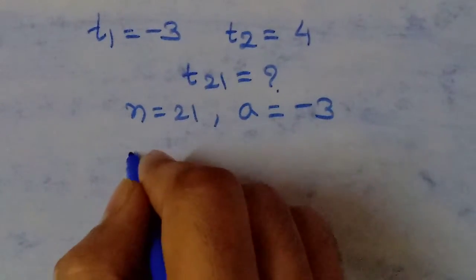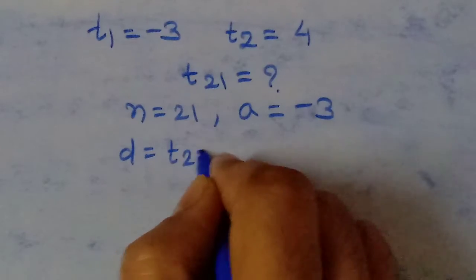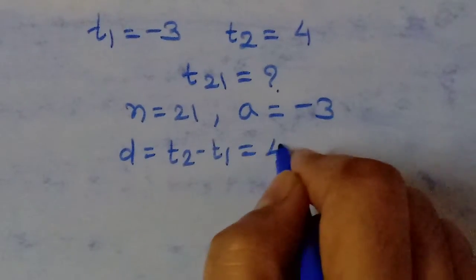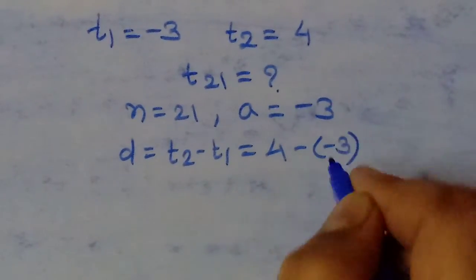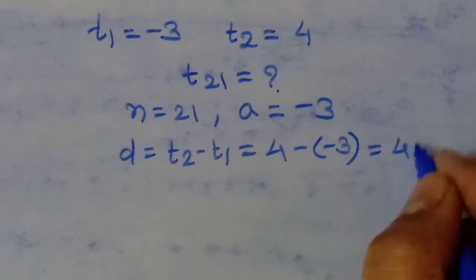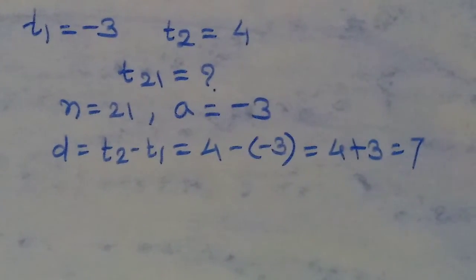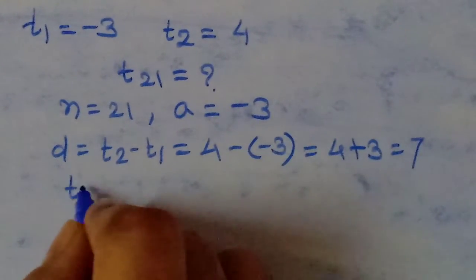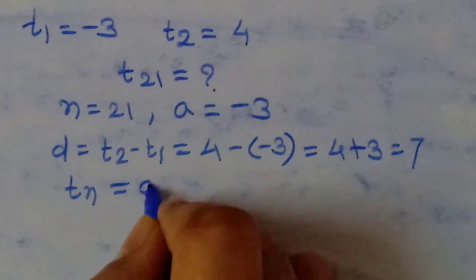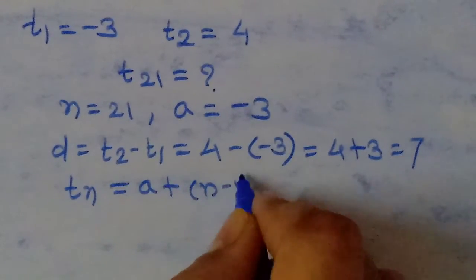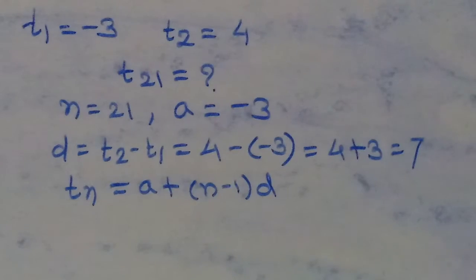A is the first term, that is -3. Then how to find D, the common difference? T2 minus T1. T2 is 4 minus T1 which is -3. That is 4 plus 3, which is 7. That is your common difference. Now use the formula for Tn.